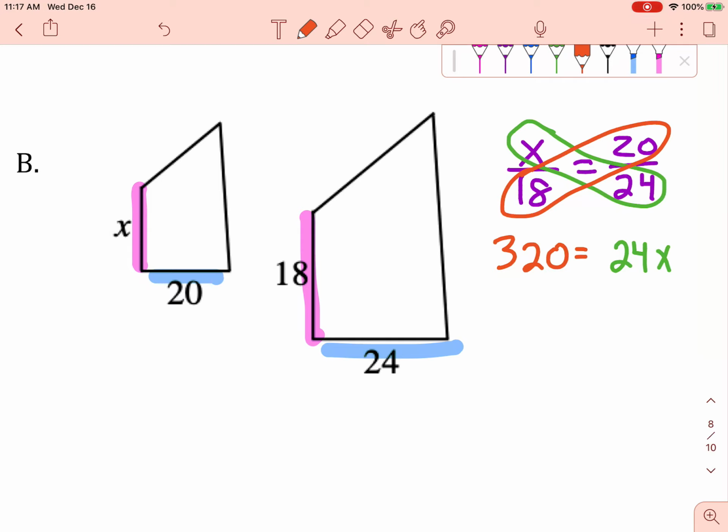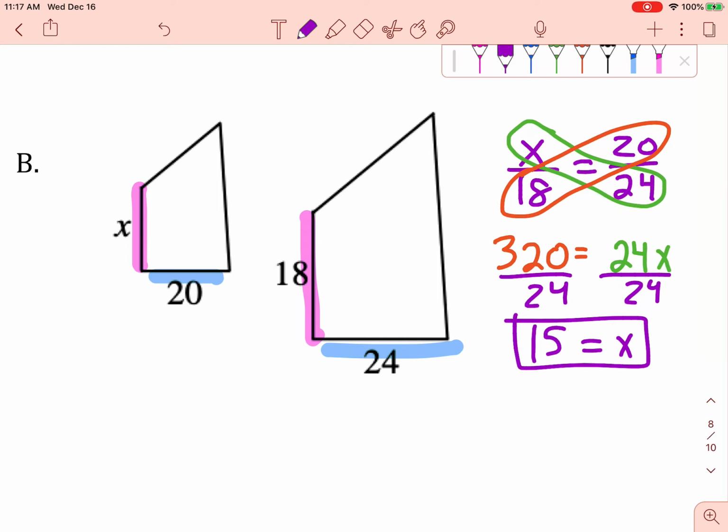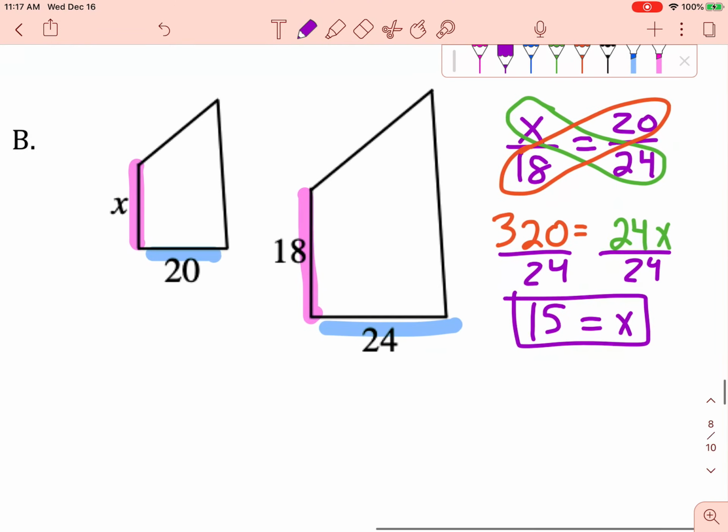So 360. Okay, 18 times 20, 360. Just making sure my math is correct. Divide by 24 on both sides. Divide by 24, and we get x is equal to 15. Now again, this isn't the only proportion you can set up.